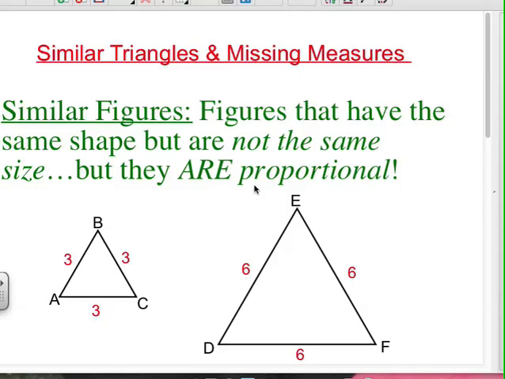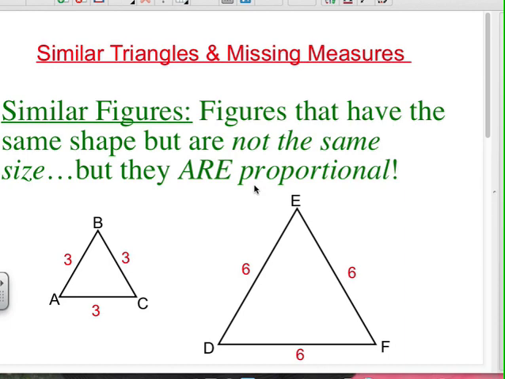Thanks for checking in. This lesson, which happens to be the last lesson in our unit, is called Similar Triangles and Missing Measures. Let's just get right into it. A couple definitions here on this first screen.